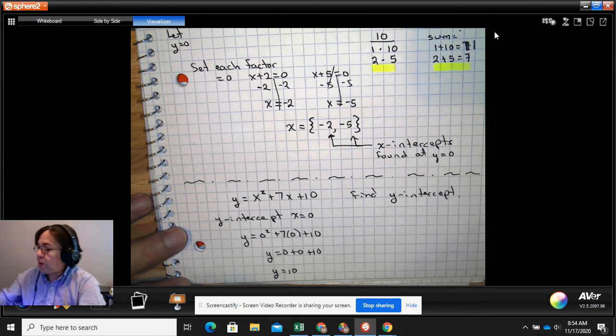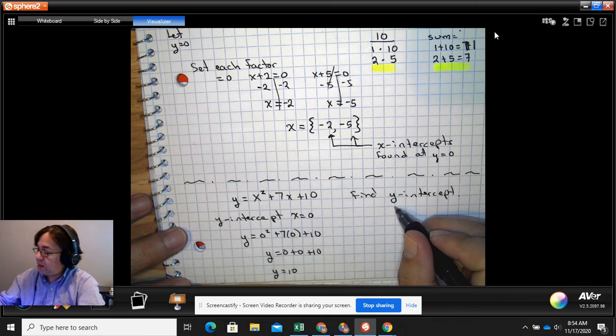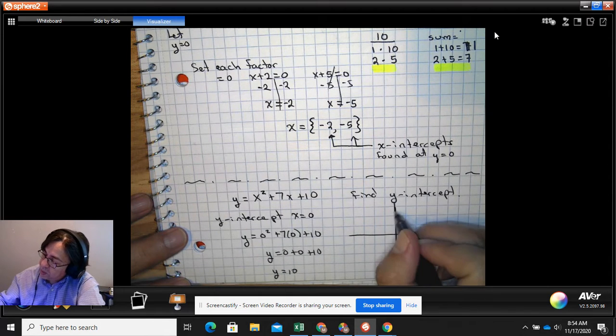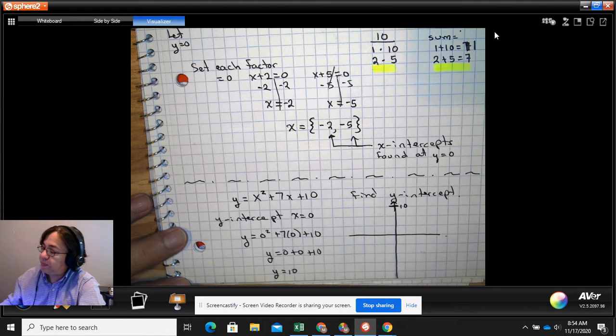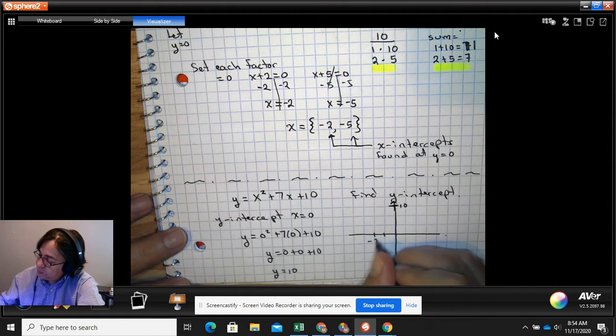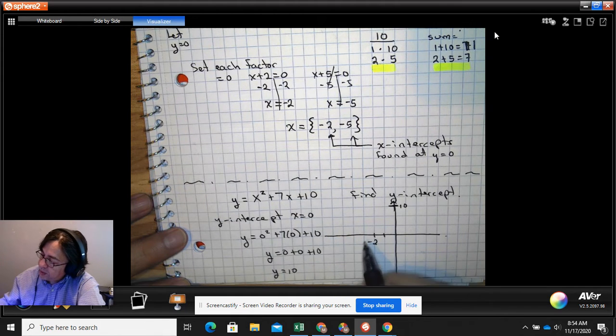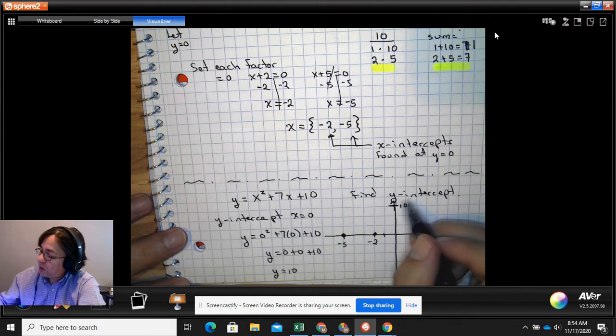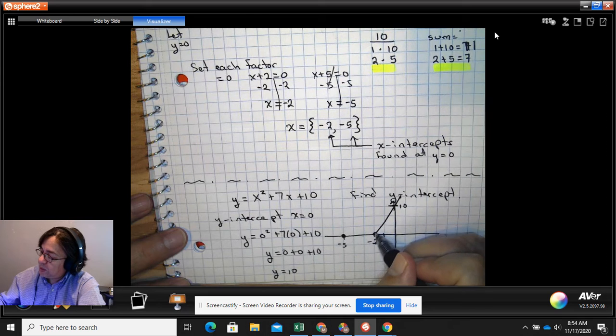So when I look at the graph of this whole thing, the graph is going to pass the y-axis through the point 10. And it's going to have an x-intercept at -2. And another one at -5. So I know that my graph is going to look something like this.